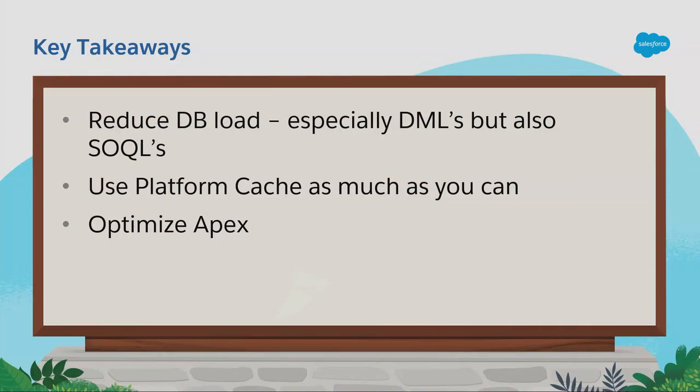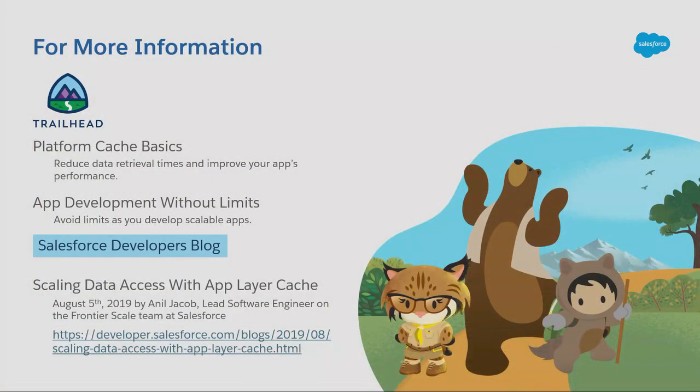Anyway, key takeaways. Number one, reduce DB load. It will help you with your overall transaction time, but it will also help you at scale. Use platform cache as much as you can, and optimize your Apex in general. Look at your call trees. And there's a few links with more info.